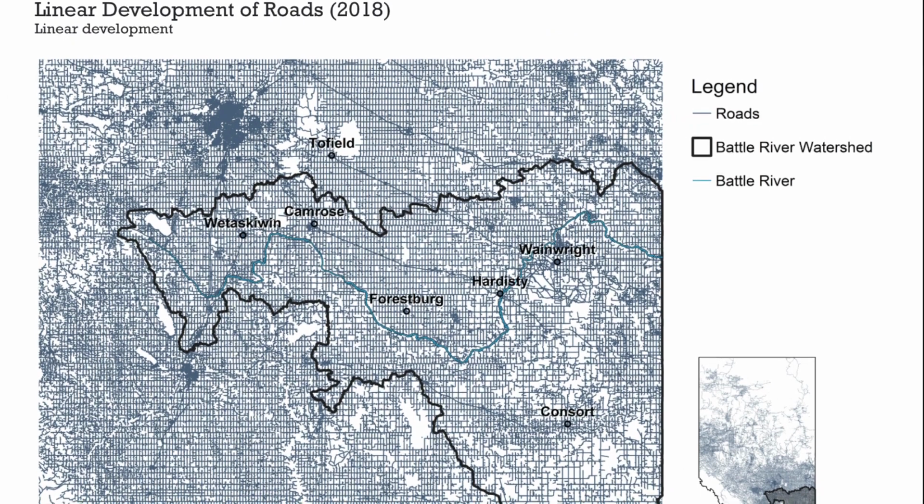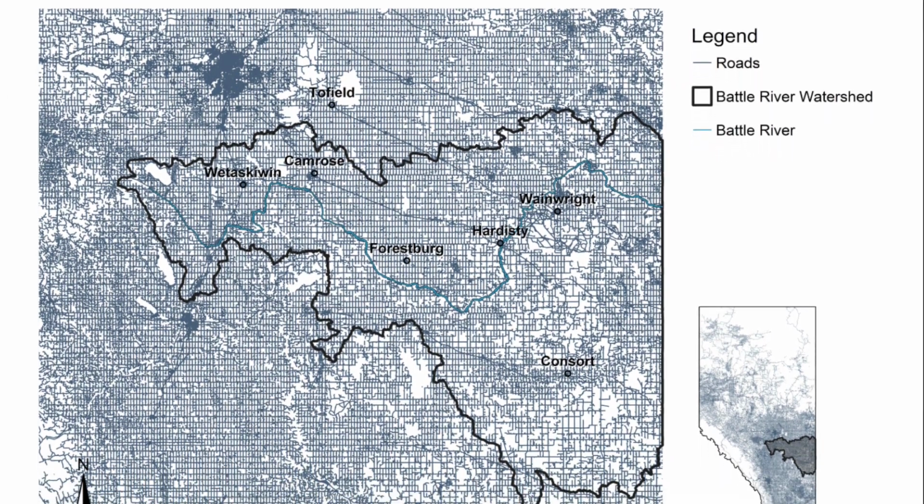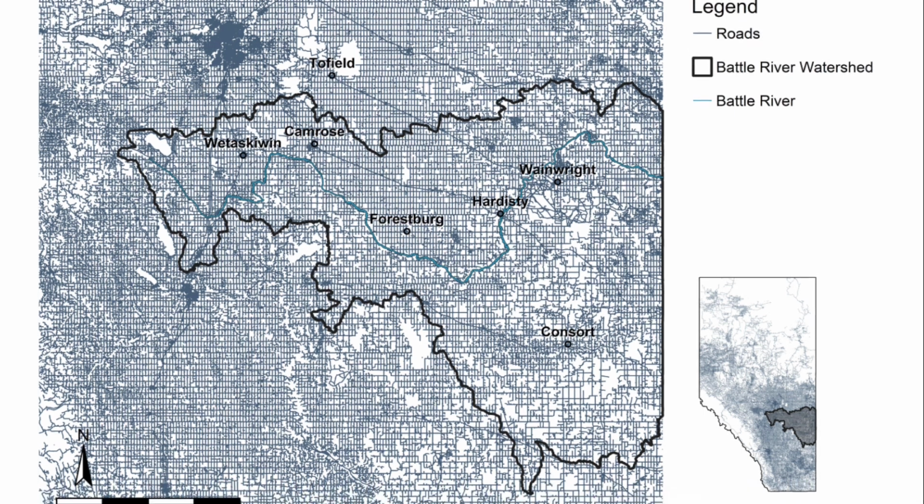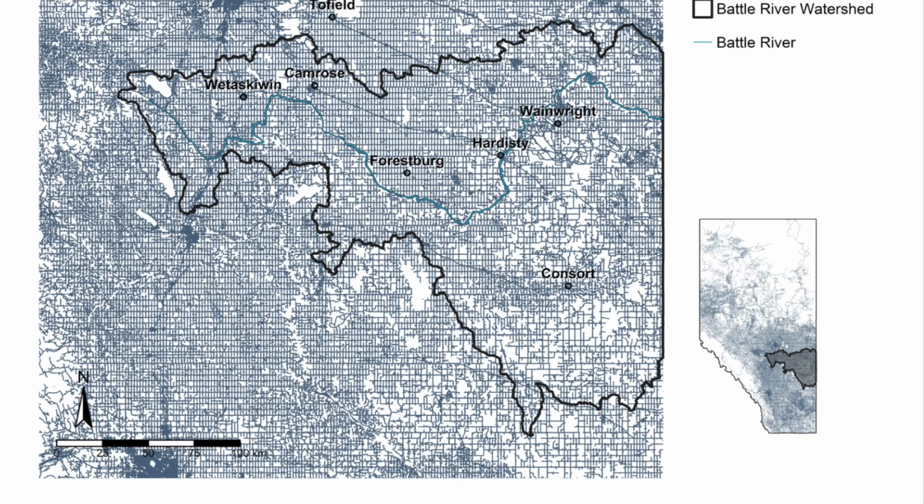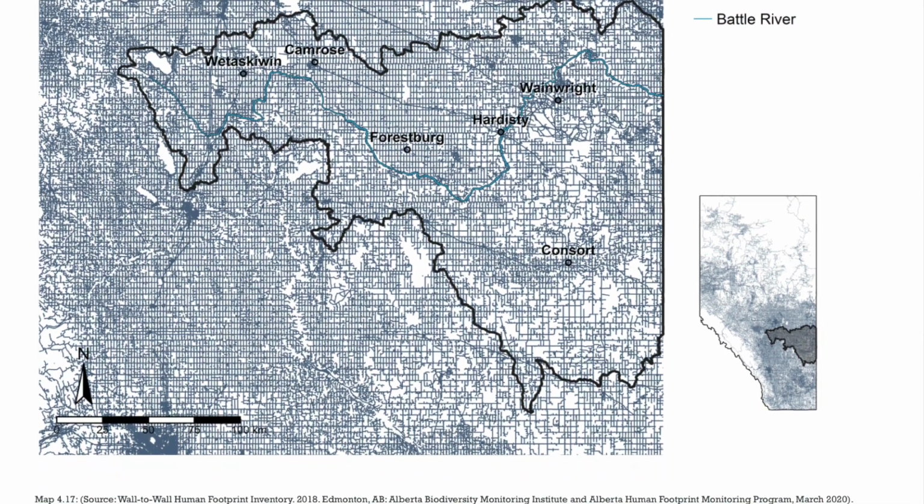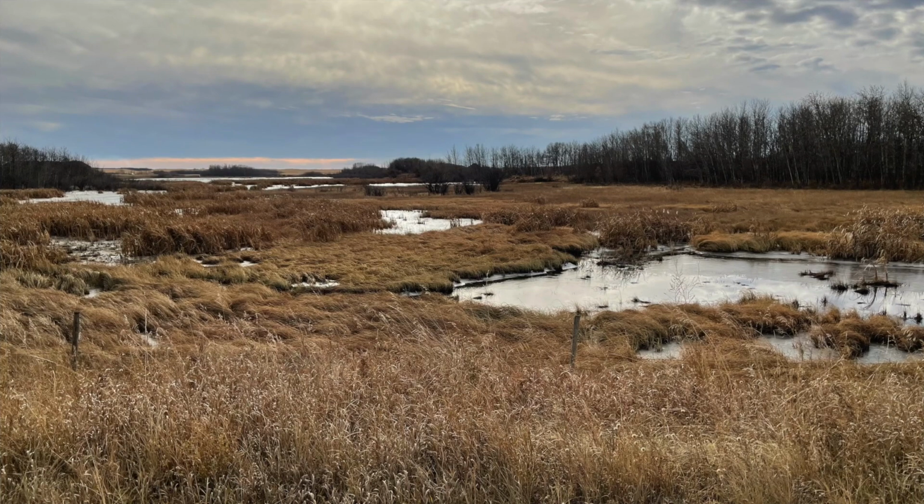The final map shows the linear development of roads. Alberta also contains an estimated 473,000 kilometers of single-lane equivalent roads. This is almost equal to the amount of roadway in Ontario, which has twice the land mass and 3 times the population. Linear developments can be beneficial to a community.